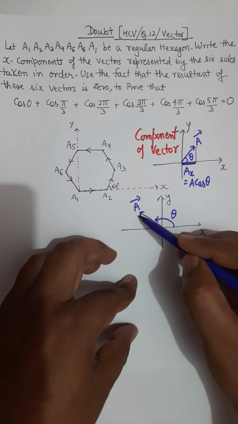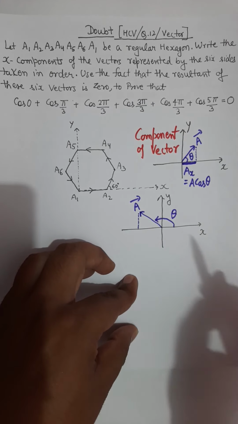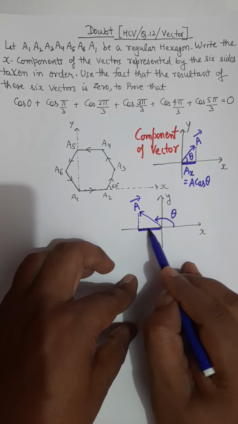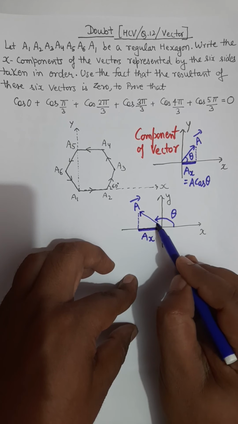Now to find the component, all I have to do is drop a perpendicular from the tip of A on the x-axis. Now I need to find this length. I need to find this length as the x component. I will denote it ax. Let this angle be beta.